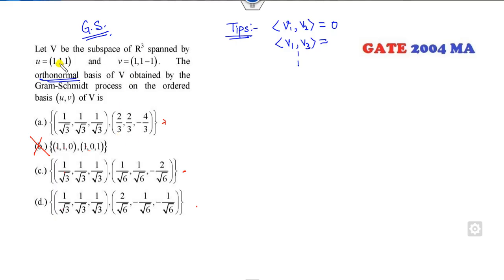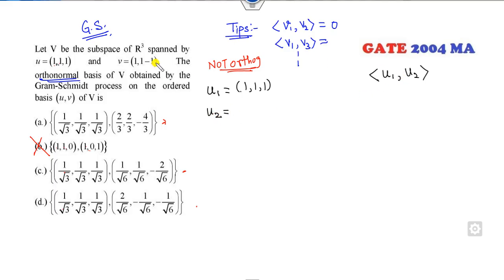Then check whether the dot product is 0. So 1 plus 1, no. So it means they are not orthogonal. Fine, so you have to make them orthogonal. Your target is to find the vectors u1 and u2. What is u1? u1 is the first vector, that is 1, 1, 1 divided by its norm. So look at which option does not have 1, 1, 1. All are there. Then how can you find the next one?